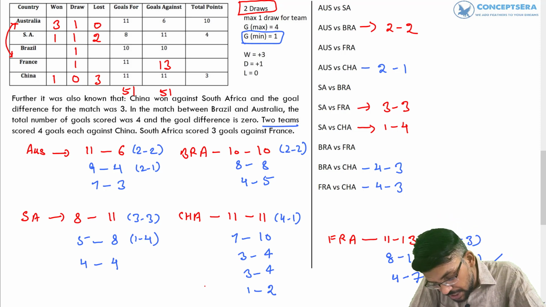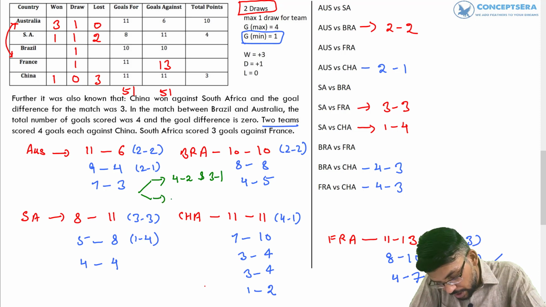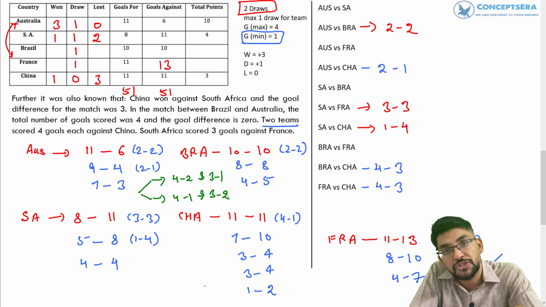So how can Australia win these remaining 2 wins? If you look here, one case possible for Australia to win will be 4-2 and 3-1. That's one way of winning for Australia. The other way Australia can win will be 4-1 and 3-2. Except for this, no other way is possible for Australia.